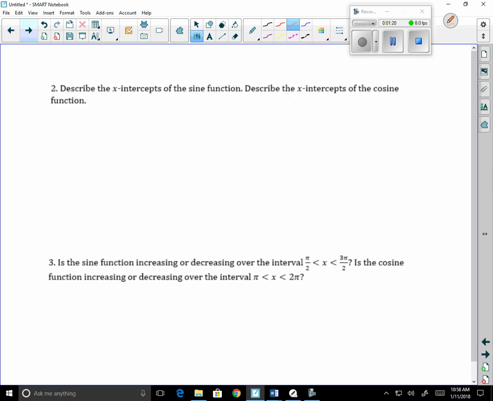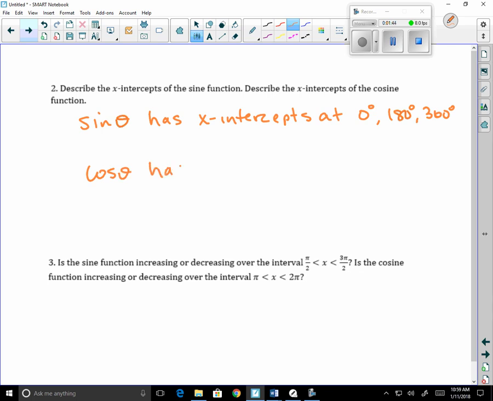For number 2, it says describe the x-intercepts of the sine curve and the x-intercepts of the cosine curve. So the sine of theta has x-intercepts at 0 degrees, 180 degrees, 360 degrees. Cosine of theta has x-intercepts at 90 degrees and 270 degrees.